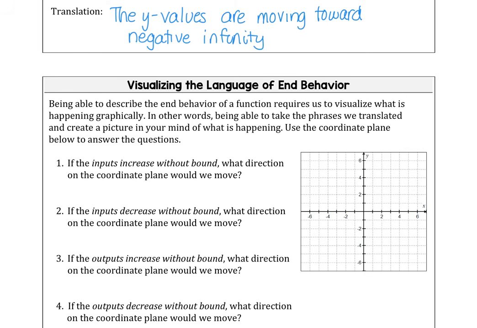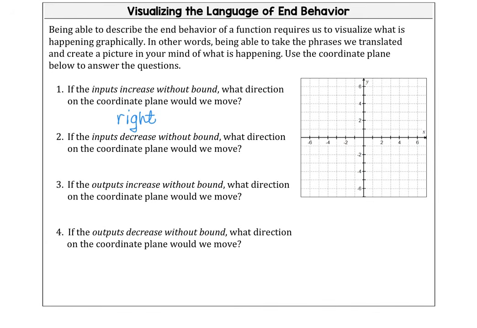So let's consider this end behavior from a graphic point of view, being able to describe that. Can you translate and create a picture in your mind of what's happening and use the coordinate plane to answer the questions? So in first example, if the inputs increase without bound, what direction on the coordinate plane would we move? The inputs are the x values, so the x values increase without bound, we should be moving right. If the inputs decrease without bound, the direction would be moving to the left.